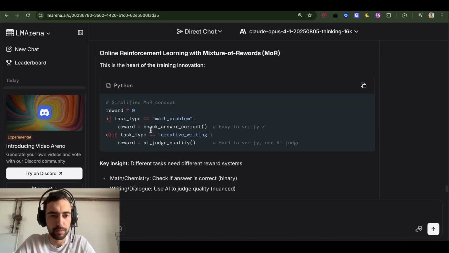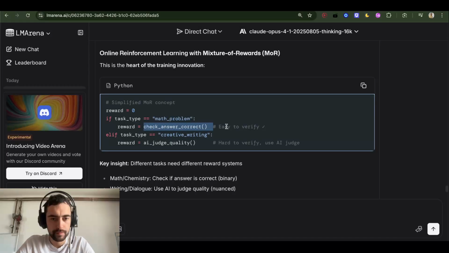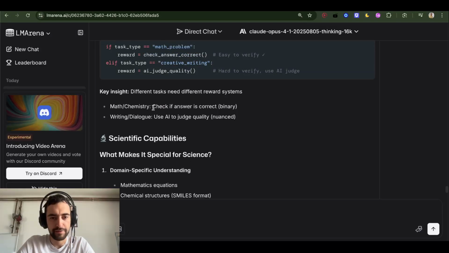We have math problems that are programmatically checked, easy to verify. Creative writing, we need AI judge for that. So math, chemistry, check if answer is correct, binary. Writing dialogue, use AI to judge quality, nuanced.